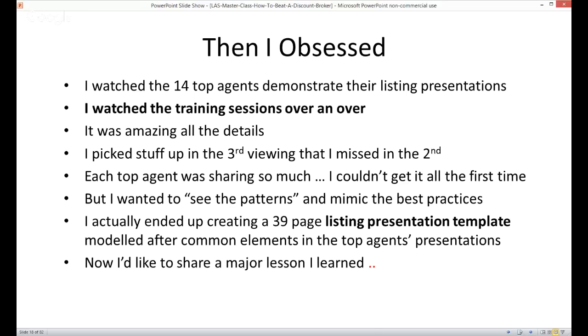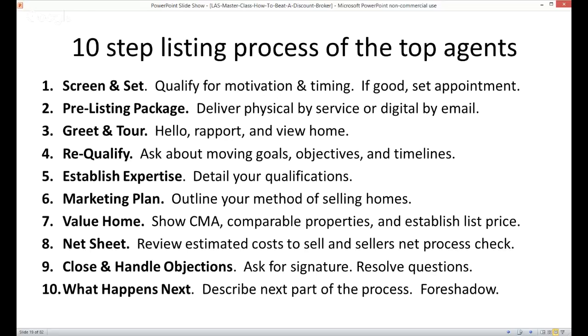But so now I'd like to share a major lesson that I learned. I can't go through all of it, but I'm going to go through one of the major lessons that I learned. So here are the 10 steps to the listing process. This is the format that I saw that they were using. They didn't give me this, by the way. I watched all their presentations. I'm like, this is what they're doing. And then I watched again, and this is exactly how it fell out.